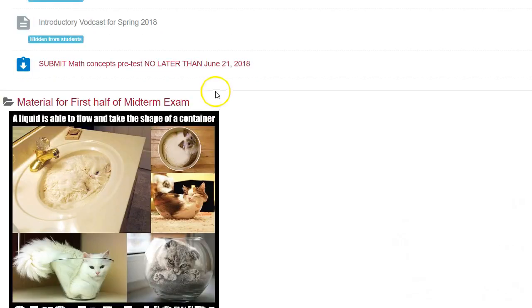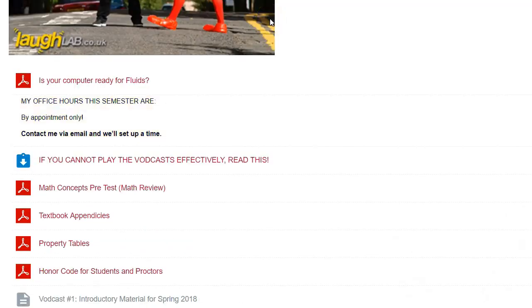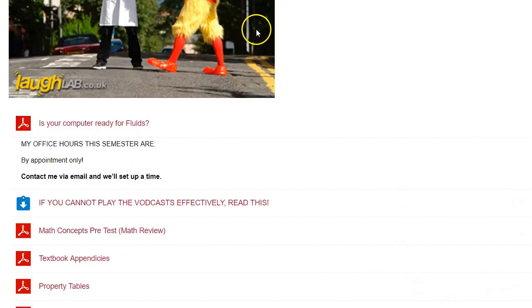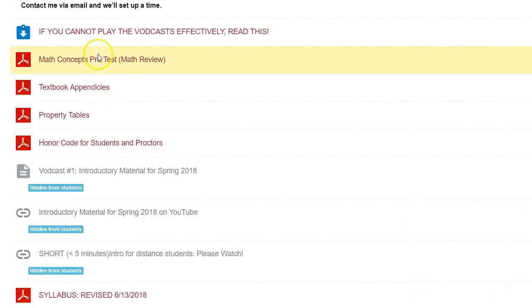By the time we get down to the midterm, you're going to be really good at navigating this Moodle page. You should be good at it in a very short amount of time. Now, the one thing I would like to show you is the math concepts pretest, this first piece of homework that you're going to turn in.